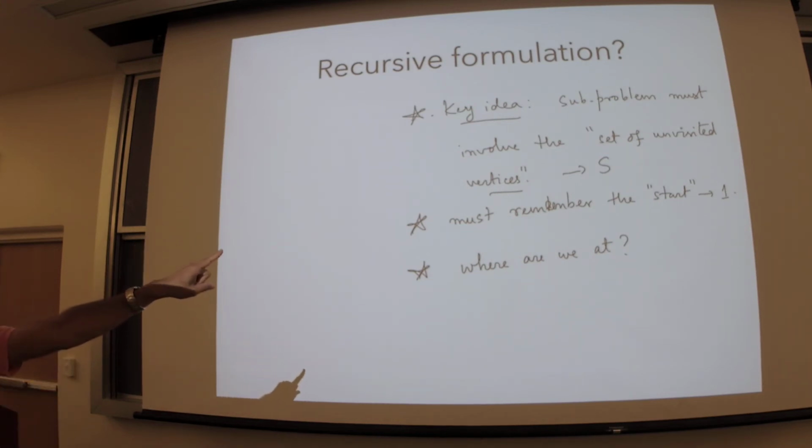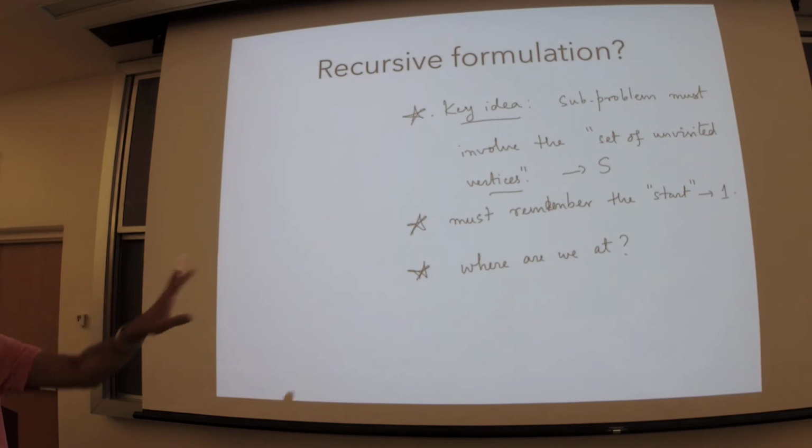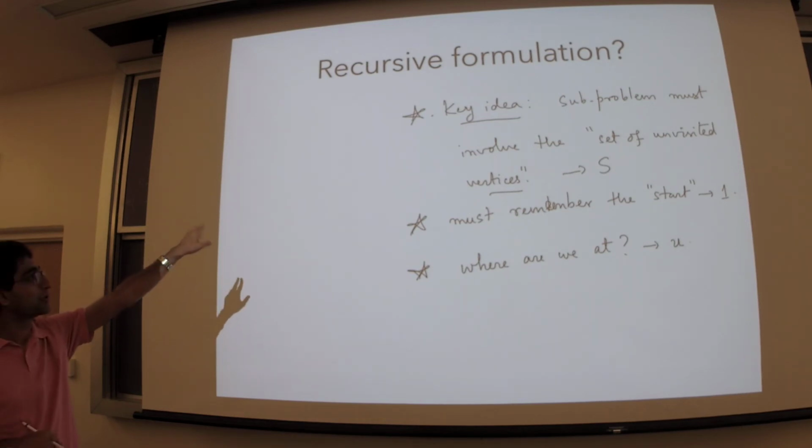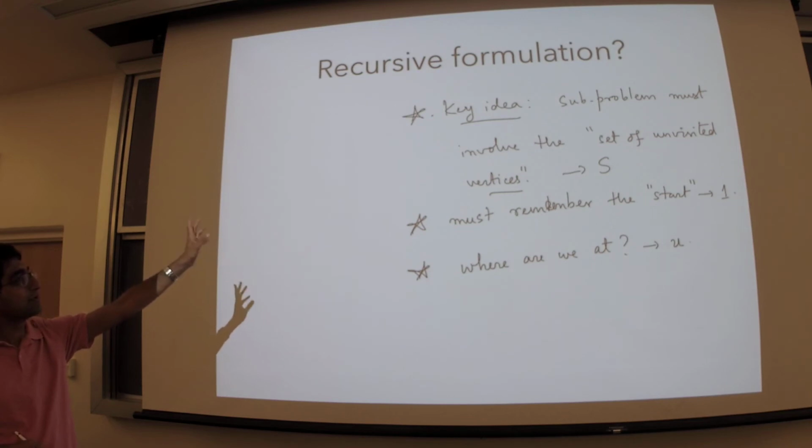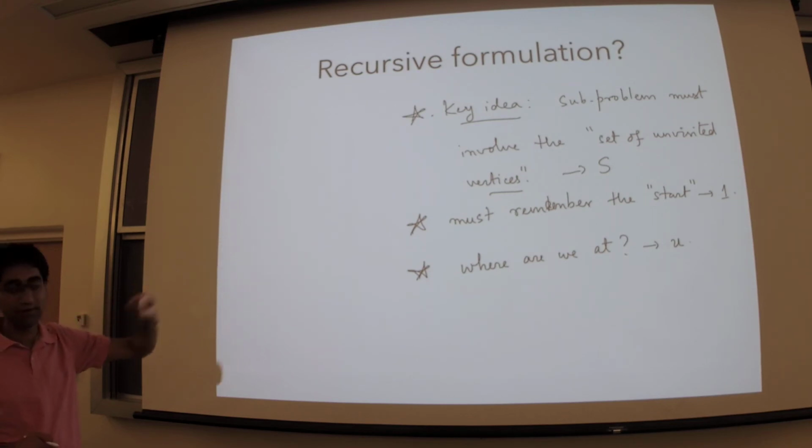And you must remember the start, but you don't need to remember it, because in our problem we are given that that's equal to 1. So that's that. And you need to remember this vertex U, which is the vertex you are currently at. Now, can you write a recursive formulation that only involves these, or do you have to have more?